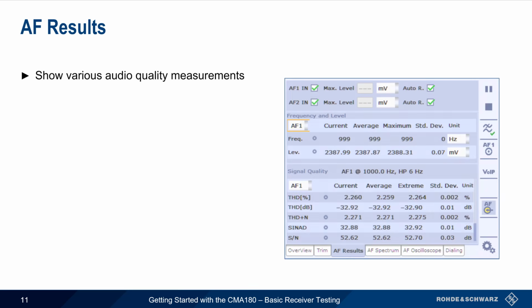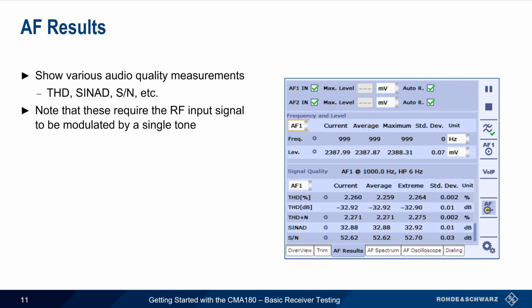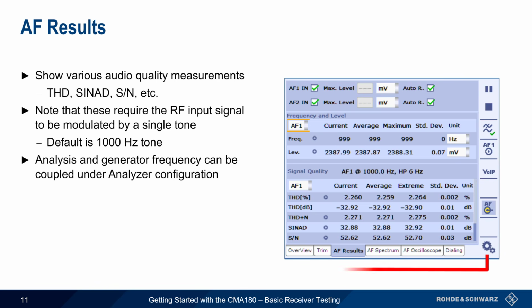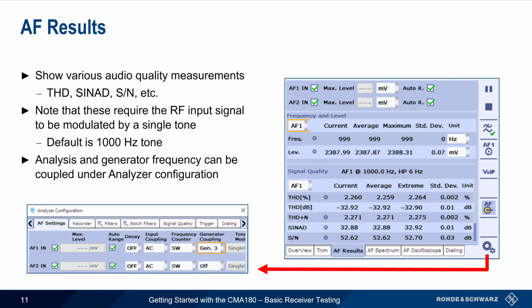The AF Results tab displays numerical values for several different audio quality measurements, such as total harmonic distortion, SINAD, and signal-to-noise ratio. Note that these measurements require the RF input signal to be modulated by a single frequency tone, which by default is a tone with a frequency of 1000 Hz. Different frequency tones can, however, be used, and the frequency of both the generated and analyzed tone can be automatically coupled together by going to the AF Settings tab under Analyzer Configuration.